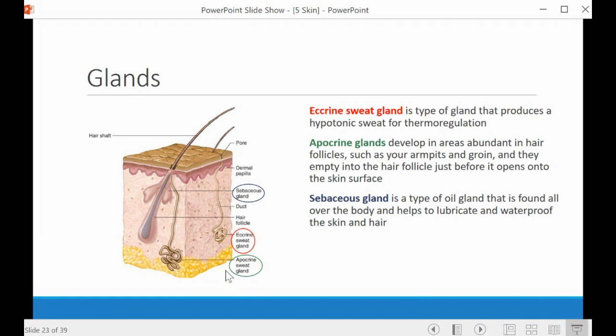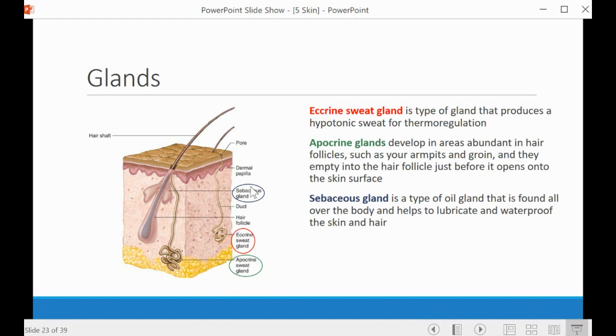Apocrine sweat glands are going to develop in areas abundant in hair follicles, so the armpits, the groin, and they empty onto the hair follicle just before it reaches the surface. Okay, so you can see this apocrine is going to be right here. We only find this again within the armpits, the groin area. We would not find these on the palms of the hands or the soles of the feet. So not found in thick skin.